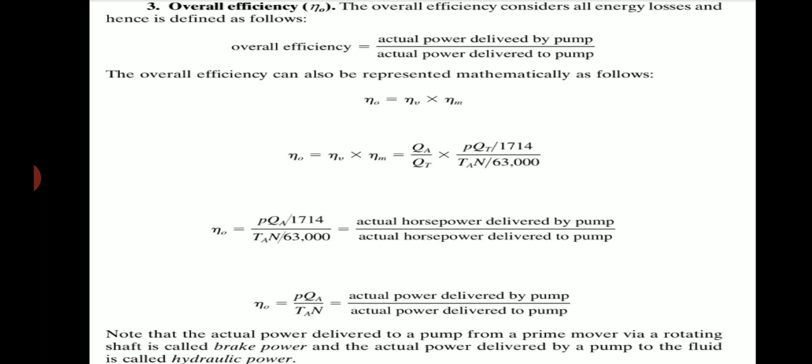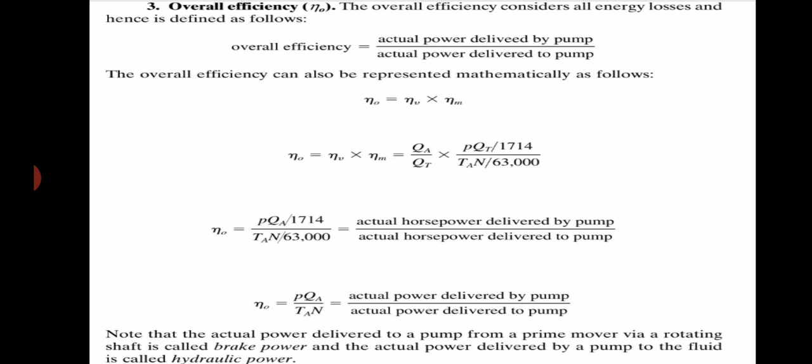Overall efficiency. The overall efficiency considers all energy losses and hence is defined as follows. Overall efficiency is equal to actual power delivered by the pump divided by actual power delivered to the pump. The overall efficiency can also be represented mathematically as follows. Overall efficiency is equal to volumetric efficiency multiplied by mechanical efficiency, which becomes QA by QT into P into QT by 1714, whole divided by TA into N by 63,000.